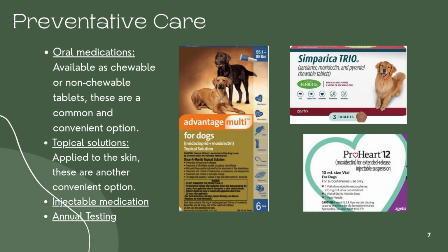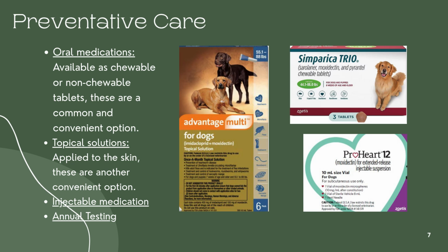Next, we are going to talk about preventative care. This is the most important part of heartworm disease because heartworm disease can be prevented. It's very important to make sure that you have your dog on some form of heartworm prevention year-round. A lot of people think mosquitoes die off in the winter, but that's not always true. So it's very important to have your dog on something year-round and make sure that they are protected. As long as they are protected, you'll never have to deal with the heartworm process in the future.